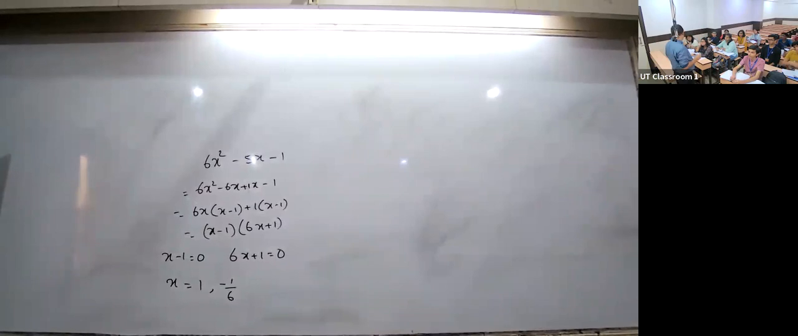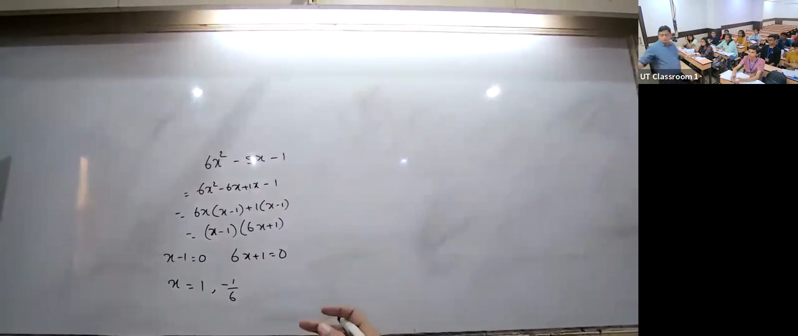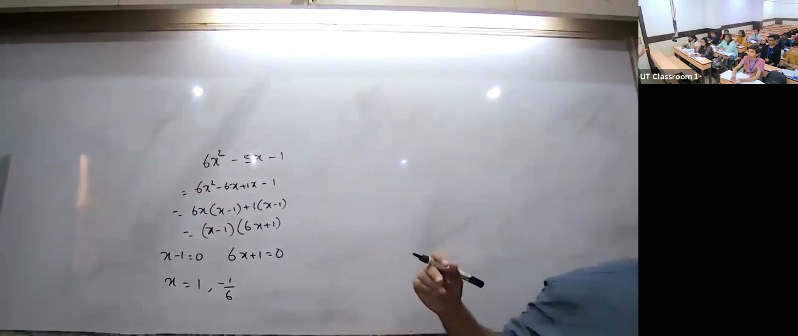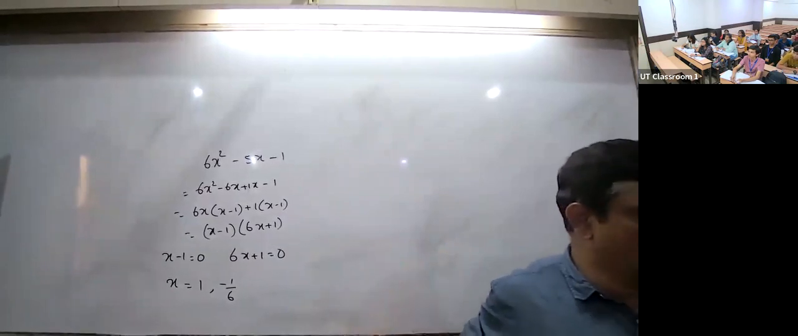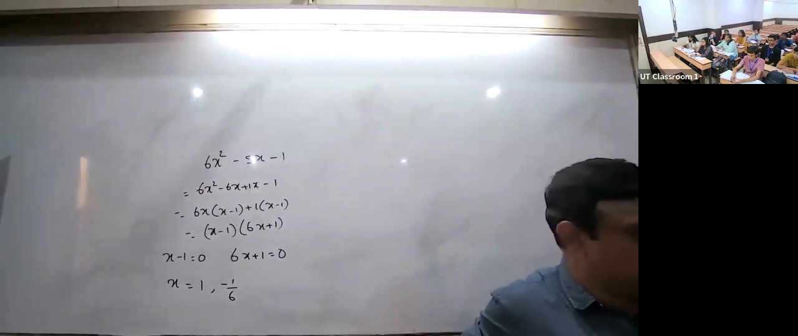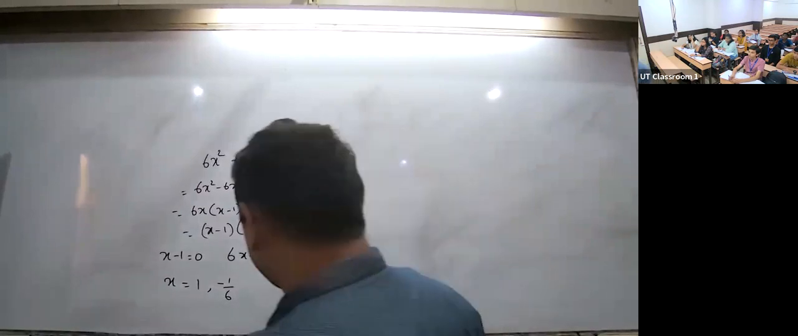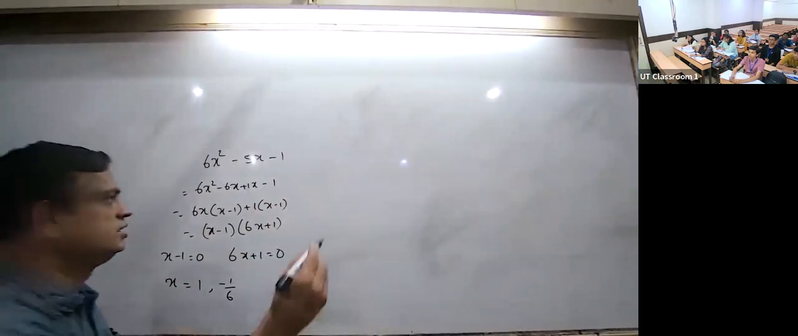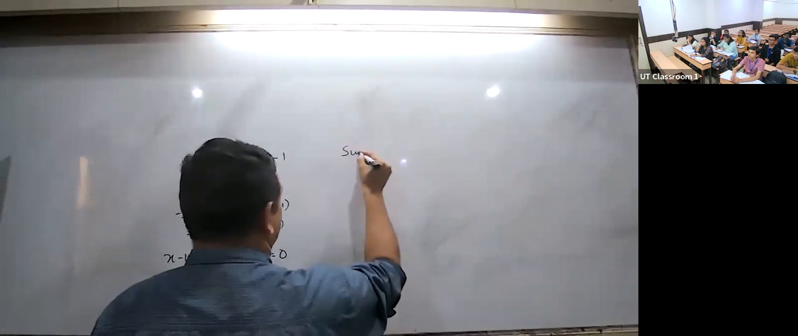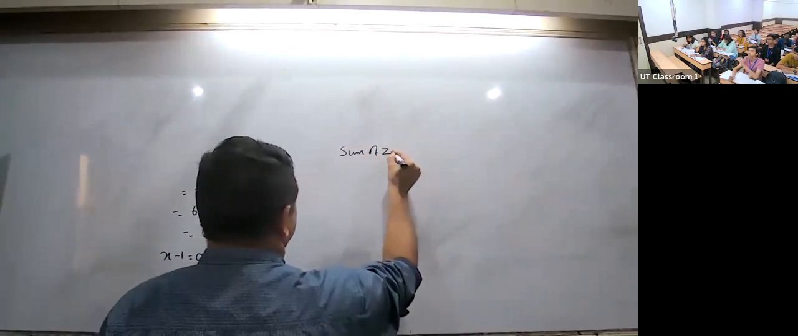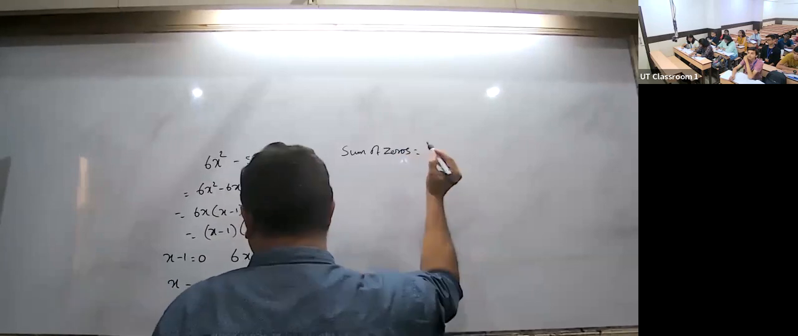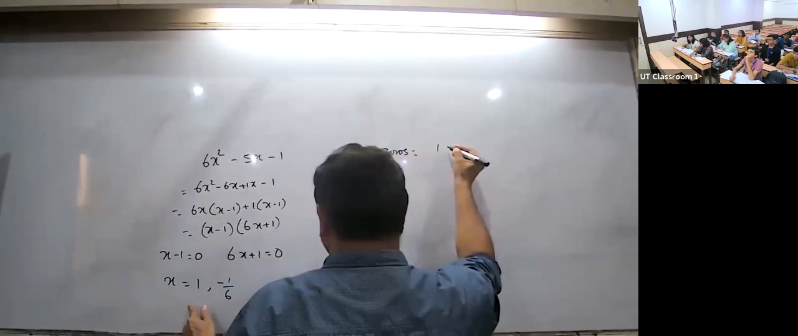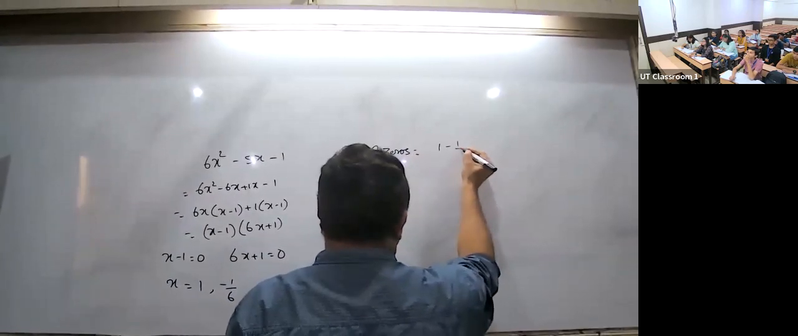This quadratic means there are two factors of this. Then equated to 0, you got the zeros of every factor equated. Have you all followed? Okay. Now, what are the zeros over here? 1 and minus 1 by 6. Now I am going to find out what is the sum of zeros. What is the value of the sum? 1 plus minus 1 by 6 means 1 minus 1 by 6.